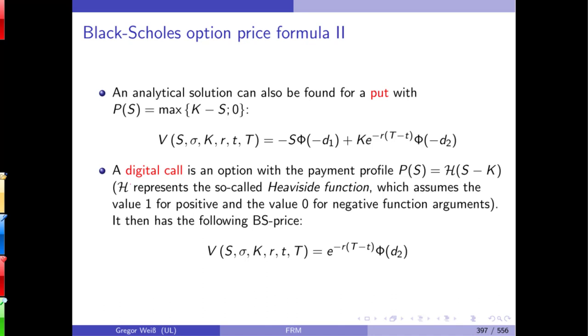For a digital call is something very simple. It simply means you have this strike. If the stock price goes up, you get 1 euro. If it goes down, you get nothing. So instead of the difference, you will always get 1 euro. That's why it's called a digital call. You will only get one, regardless of how far the underlying price exceeds the strike. And in this case, as you can see here, the Black-Scholes price is even simpler. It's simply phi of D2 times the exponential function.